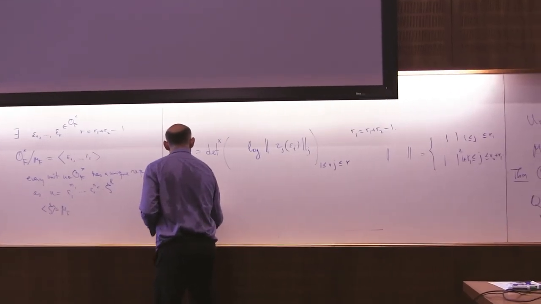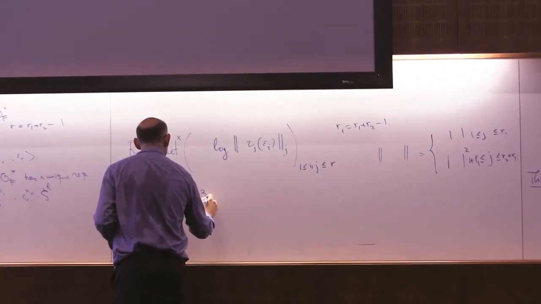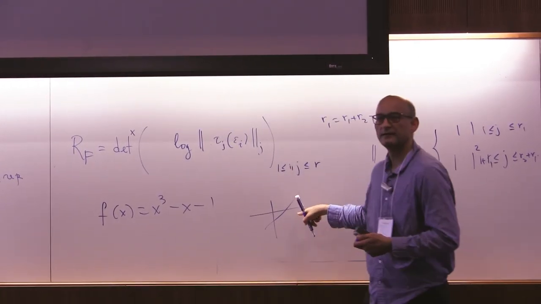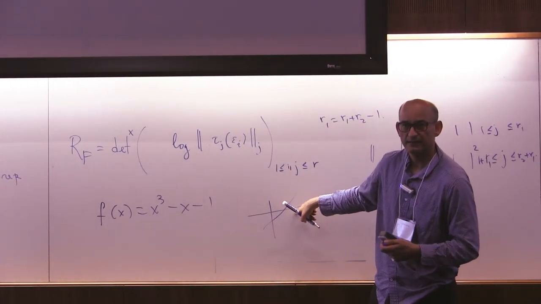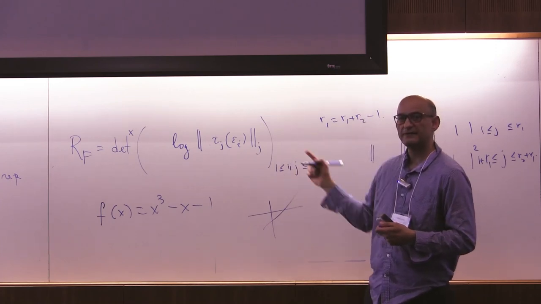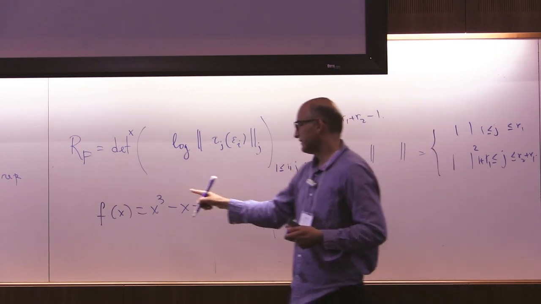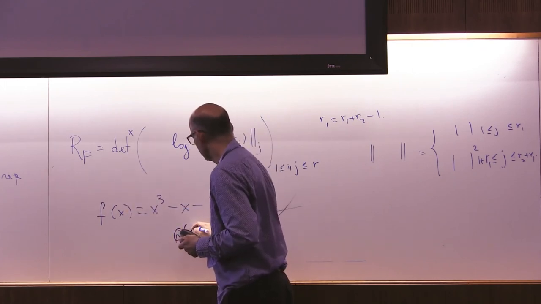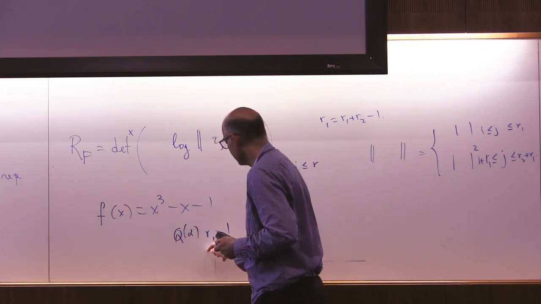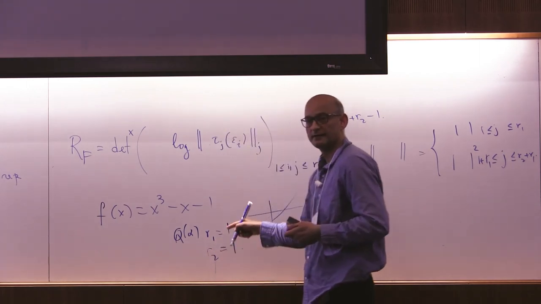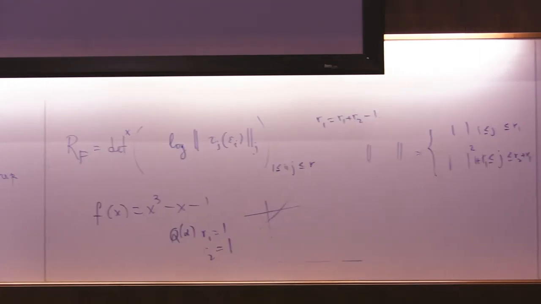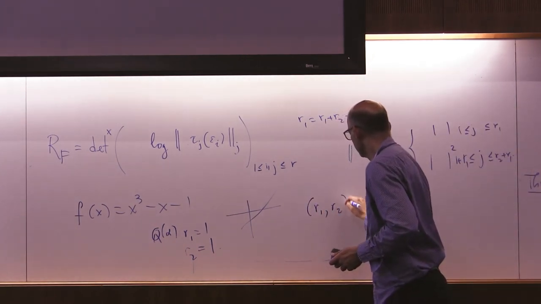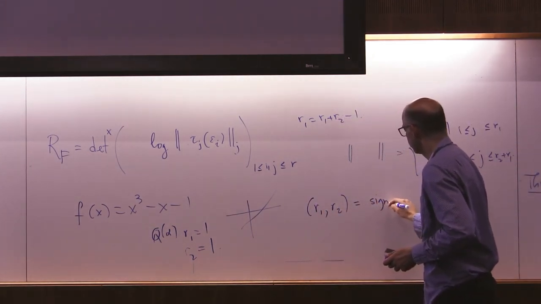So a good example is if f of x is x cubed minus x minus 1. This is a polynomial that cuts the x-axis only once. So it has one real root and it has a pair of complex conjugate roots. So when you join a root of this polynomial, you get that R1 is 1 and R2 is also 1 because it has one pair. And by the way, this pair of numbers, R1, R2, is called the signature of the number field.